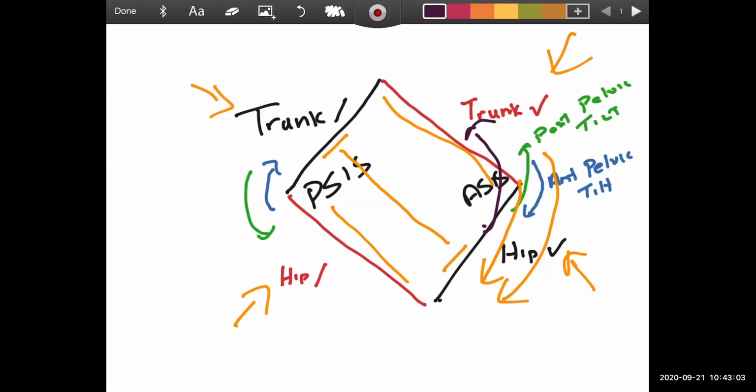Are there any questions? So that's kind of the anterior and posterior pelvic tilt. Do you want to go over the lateral diamond as well?